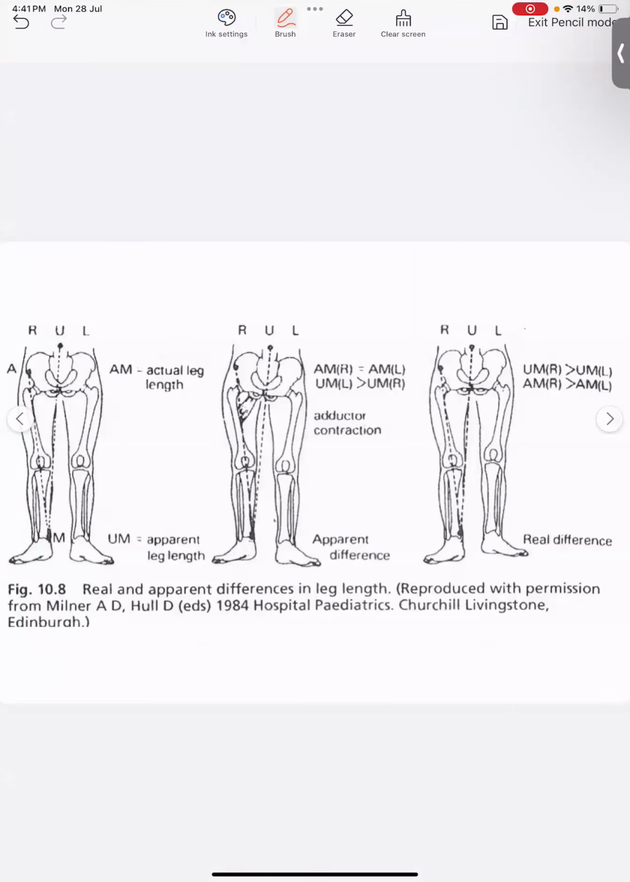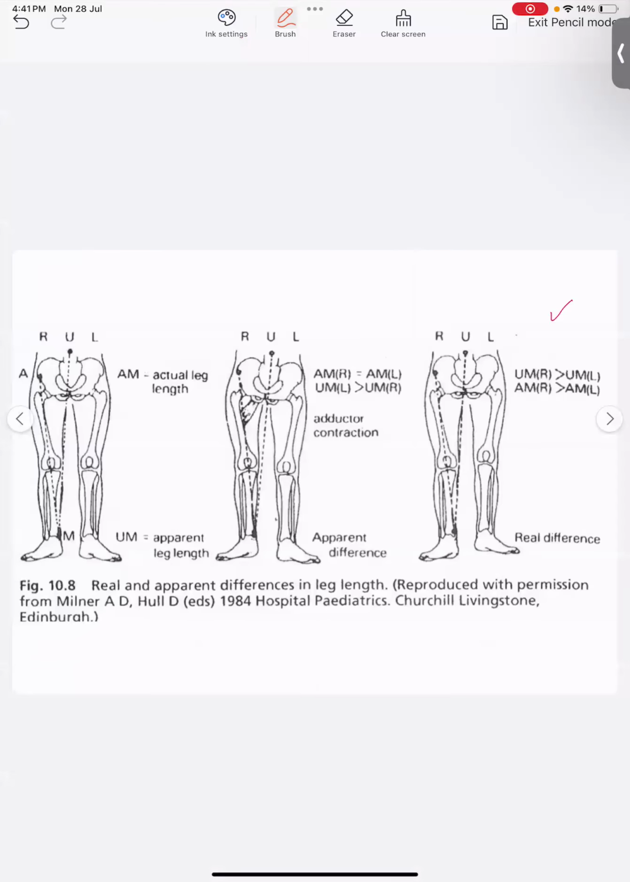Okay, this is the picture that is basically showing leg length discrepancy. Okay, any idea about the leg length discrepancy? What is this? This I have taken from the clinical MRCPCH book, that is Hamesh Palace. Okay, I have sent a soft copy of this book too.